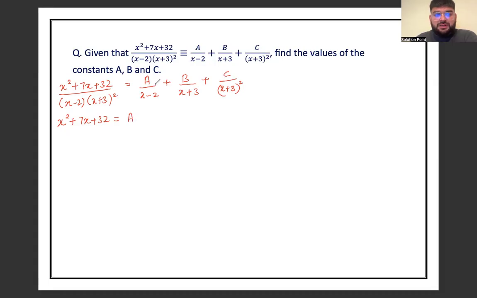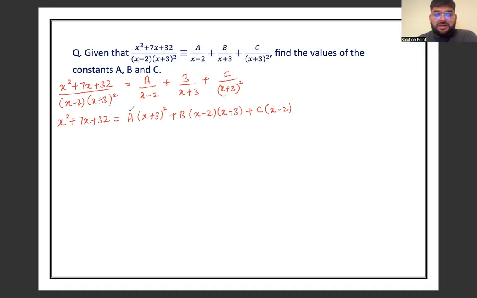equals A times. If I multiply A over (x minus 2) by (x minus 2) times (x plus 3) whole squared, x minus 2 gets cancelled and we are left with A times (x plus 3) whole squared, plus B times. When I multiply B over (x plus 3) by the same, one of the x plus 3 terms gets cancelled and we are left with B times (x minus 2) times (x plus 3), plus C times. When I multiply C over (x plus 3) whole squared by the same, (x plus 3) whole squared gets cancelled and we are left with (x minus 2) here.